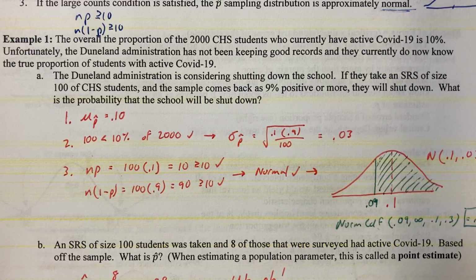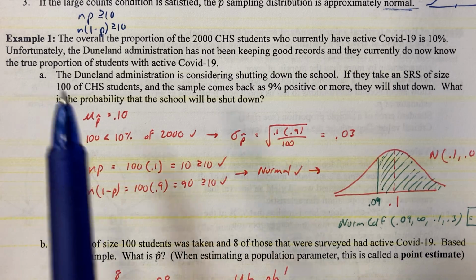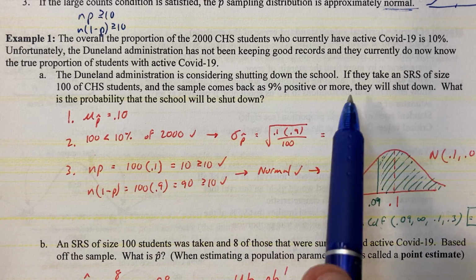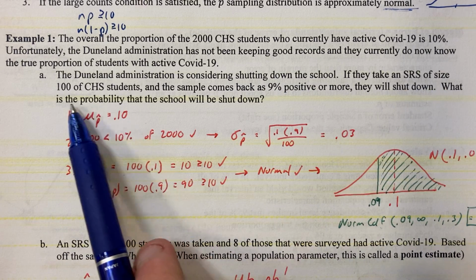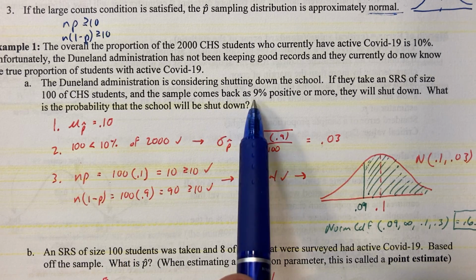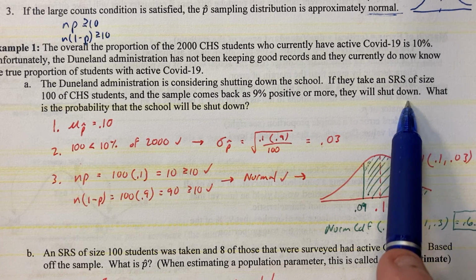All right, first example, you can read, pause, and read, unpause. All right, you read part A. The Doolin administration is considering shutting down the school. If they make a simple random sample of size 100, and the sample comes back as 9% positive or more, they will shut down.